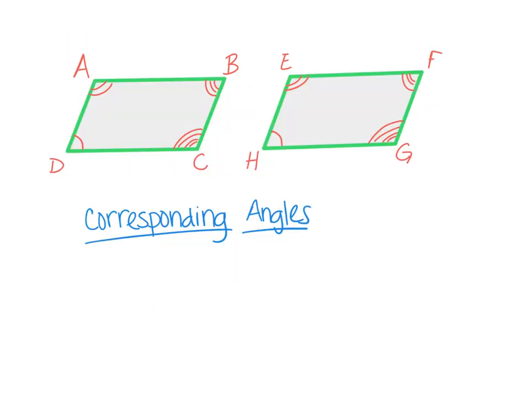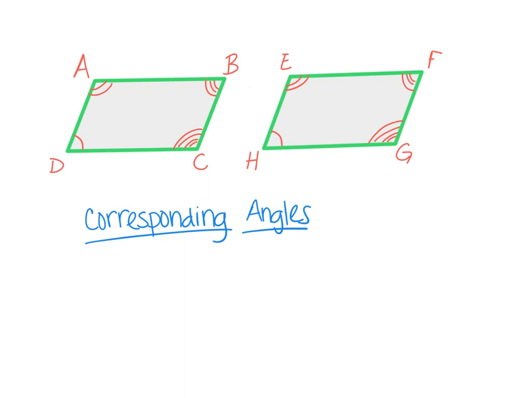So let's look at these two parallelograms that we have here. We have parallelogram ABCD right here, and we have parallelogram EFGH over here. So we are going to assume that they are congruent, exact same size, exact same shape. So what I want to do is name all of the corresponding angles of these two parallelograms.